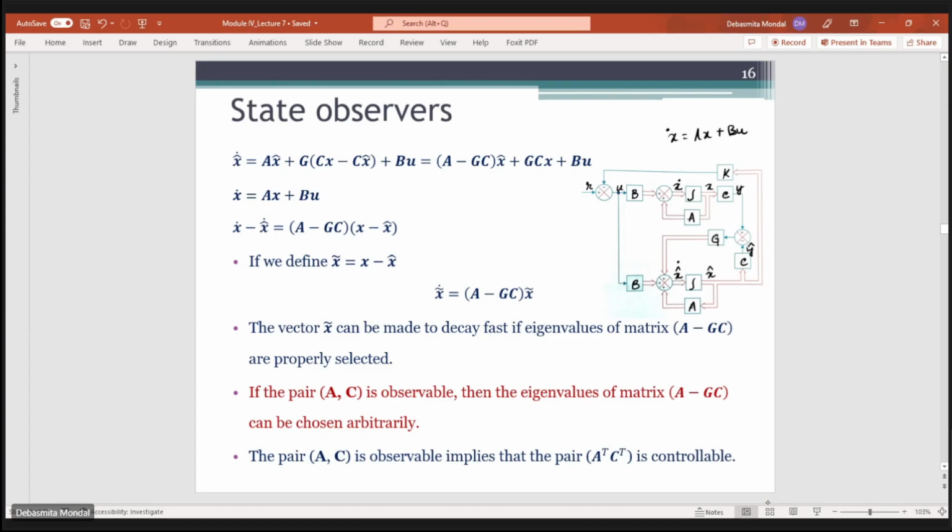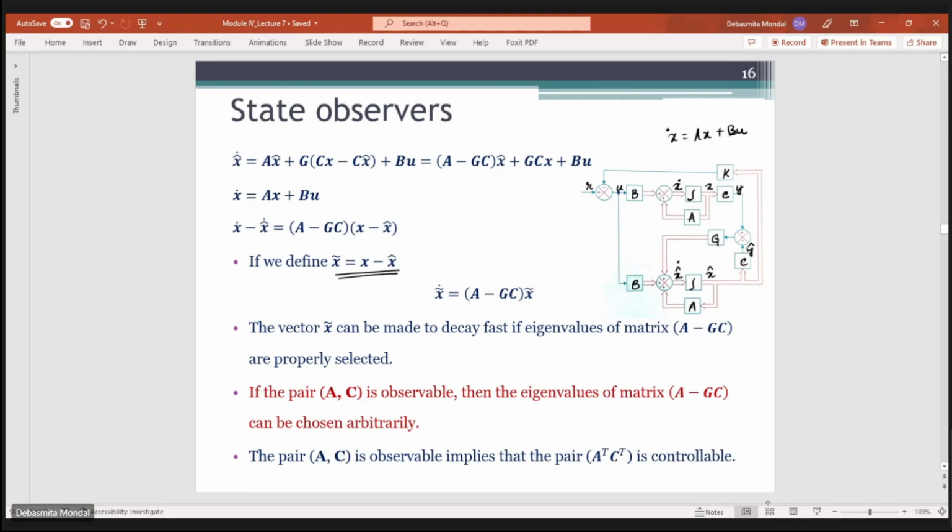So our main aim is that this should be equal to 0, or it should be minimal, or as close as possible to 0. That means this vector x tilde can be made to decay fast, or reach 0, if the eigenvalues of this matrix A minus GC are properly selected. If you select the eigenvalues of this matrix in such a way that x tilde goes to 0 very fast, then the state observer that you have designed will be a proper selection.